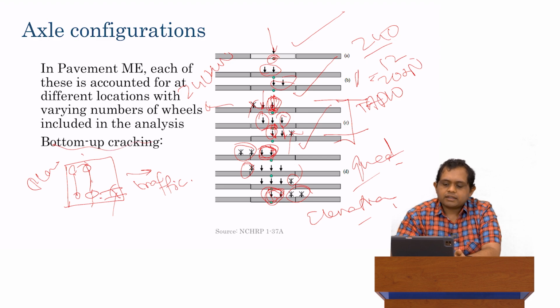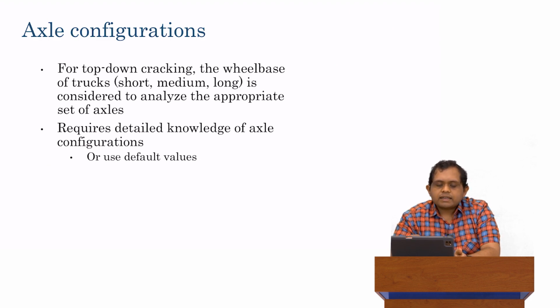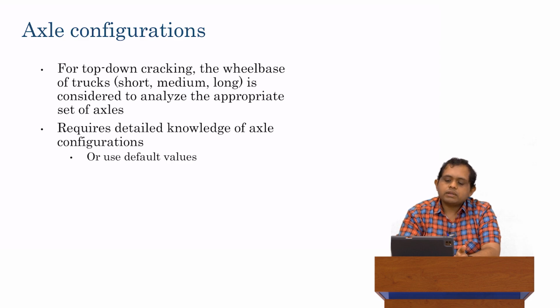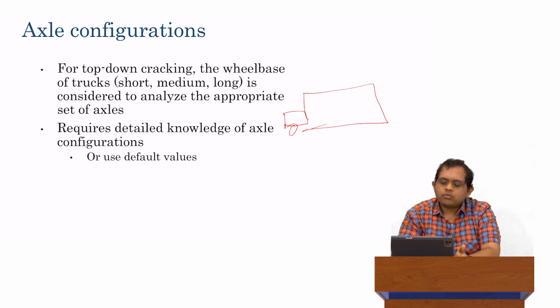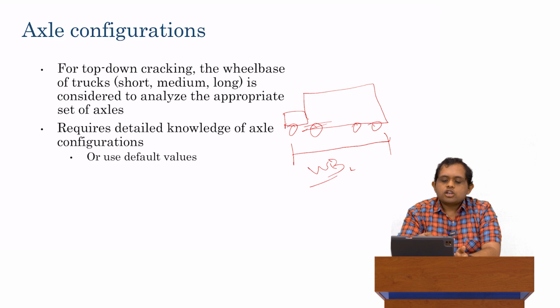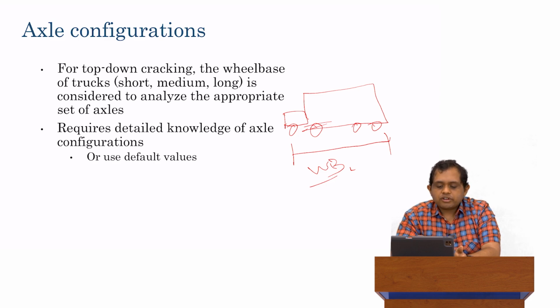This is for bottom-up cracking. For top-down cracking, it's quite similar, but in top-down cracking, the wheelbase matters. The wheelbase is basically, if I draw this truck, we had talked about this, but let me remind you, we have one wheel here, we have another set here. The total outer distance between the wheels is called the wheelbase. So for top-down cracking, the wheelbase of the trucks has to be considered, and it can be a short, medium, or a long wheelbase depending on the type of truck, and the appropriate set of axles therefore has to be analyzed.